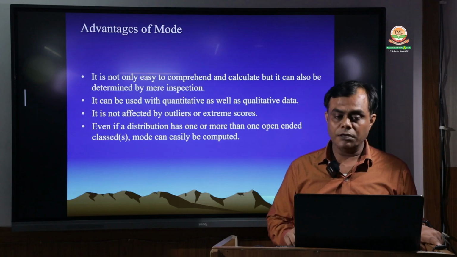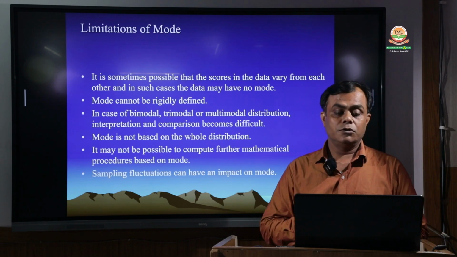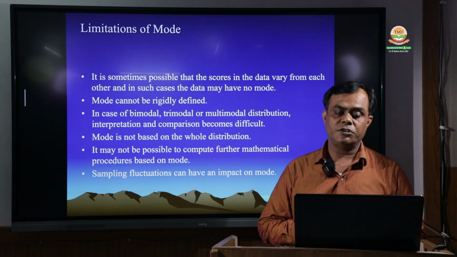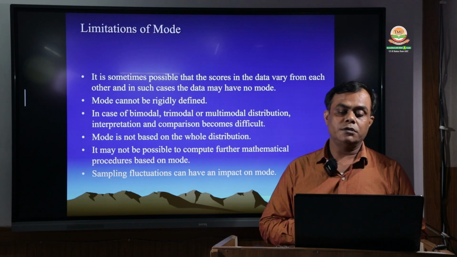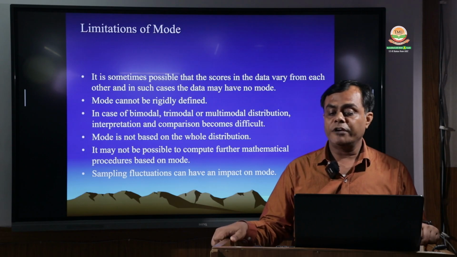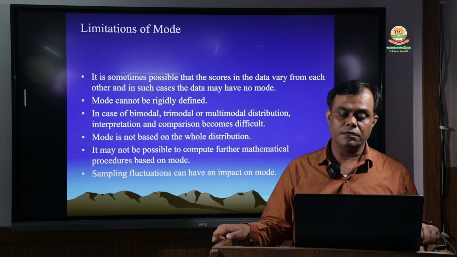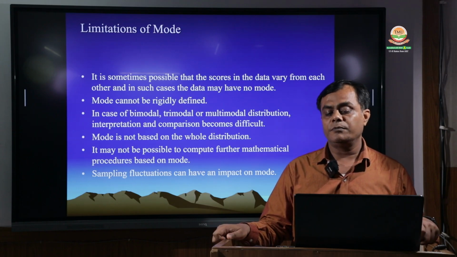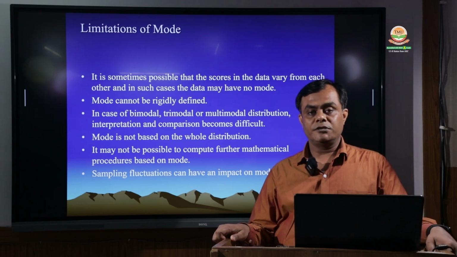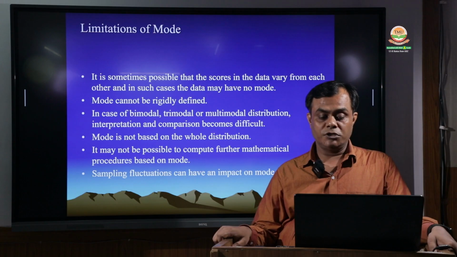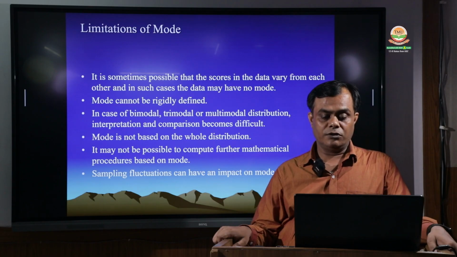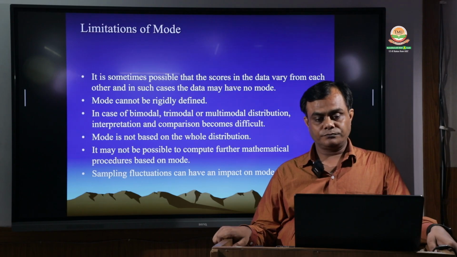So next is the limitation of the mode. As we already know, there are certain limitations of the mode. It is sometimes possible that the scores in the data vary from each other, and in such cases the data may have no mode. If there is variation in the data and there is no mode in the data, that is a limitation of the mode.